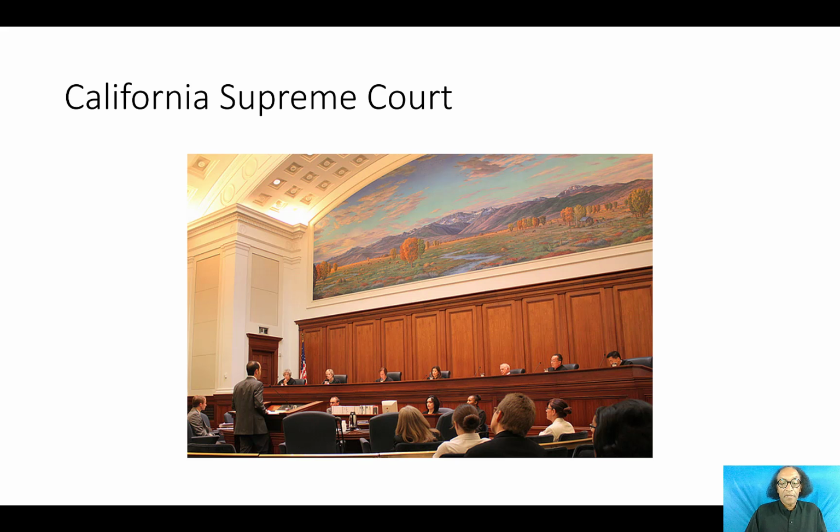The California Supreme Court, as you can see, is a picture. I believe this one is in Sacramento, where I once argued a case back in 1997. It's very similar, perhaps even more ornate than the United States Supreme Court, but you have 7 justices, and as you can see, they're having oral arguments, and the lawyer is presenting his case.